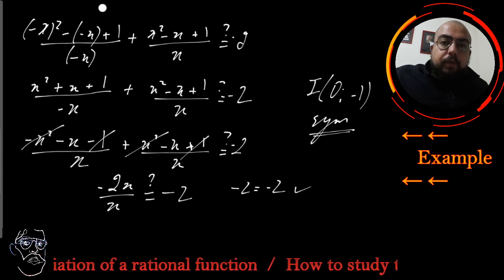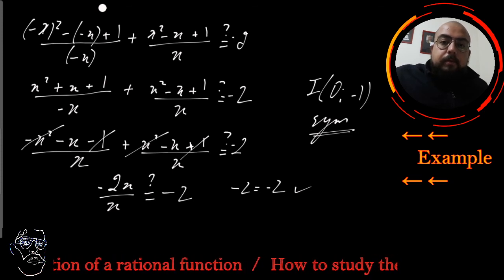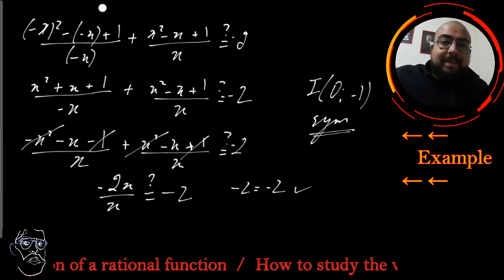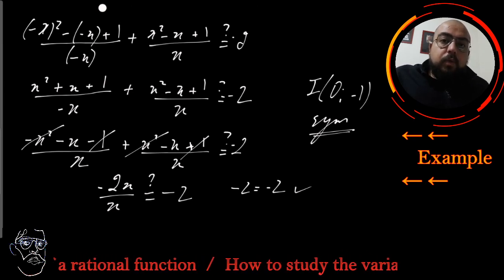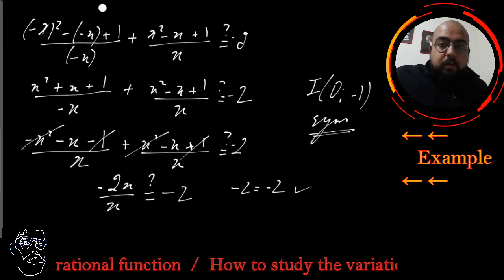I'm gonna do another video about a rational function again, but in this case I'm gonna choose a function where the numerator is 1 degree less than the denominator.